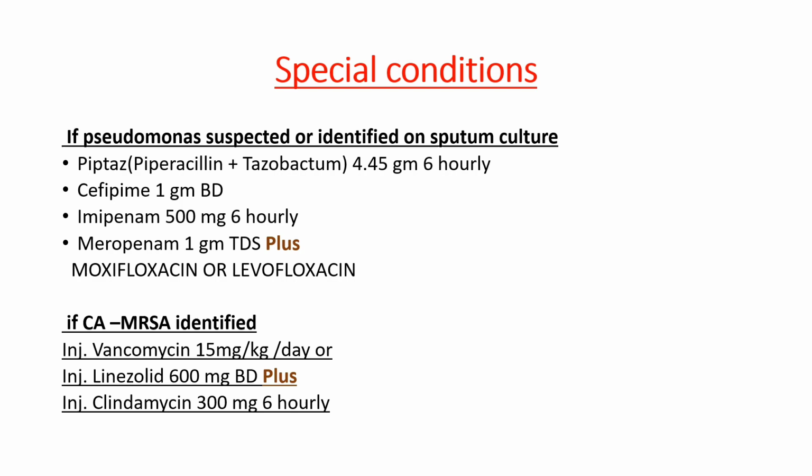If we identify CA-MRSA, which means community acquired methicillin resistant Staph aureus, in the sputum culture report, then we have to give vancomycin or linezolid. The dose of vancomycin is 15 mg per kg per day, and the dose of linezolid is 600 mg BD. Along with this, we have to give clindamycin 300 mg 6 hourly.